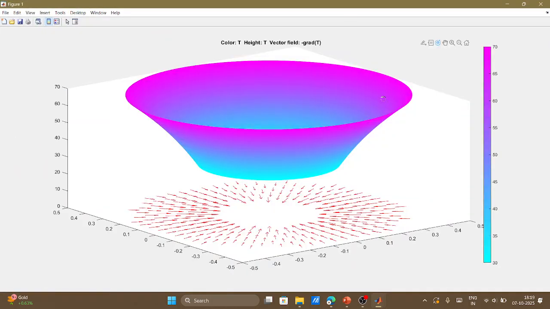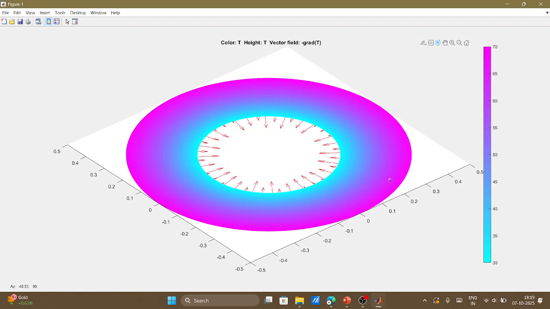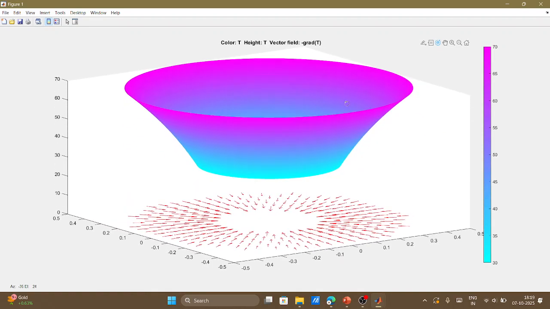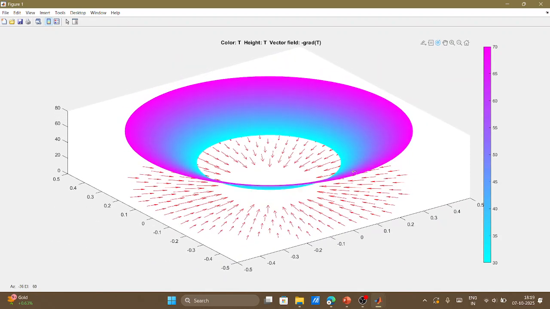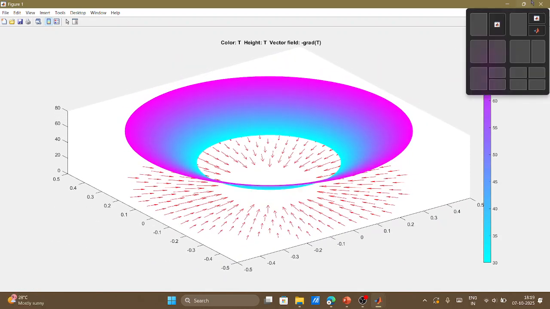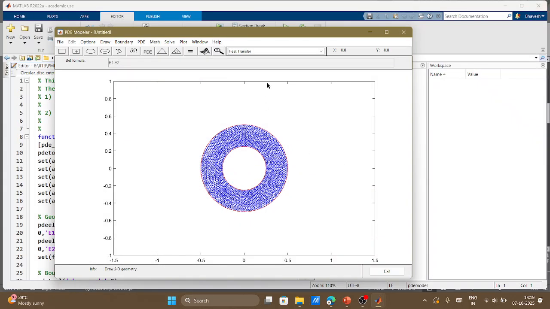So you can see the outside, which is subjected to hot fluid, has a higher temperature, which was kept at 70 degrees centigrade, and the inside fluid was at 30 degrees centigrade. So this is how temperature will flow from outside to inside, the heat transfer direction, right? And this is how the gradient looks. Now here what we are interested in is how to store this data.